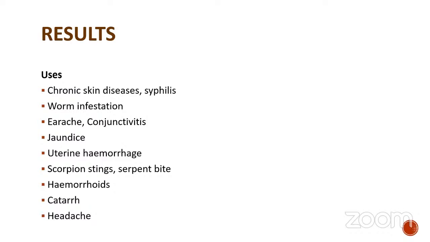The entire plant of Bhangra is used in chronic skin diseases and also to treat syphilis. With castor oil, it is given in worm infestation. And this plant is also used as ear drops in earache. The distillate of the leaves of the plant is used as eye drops in conjunctivitis. The juice of the plant is used in jaundice and also in uterine hemorrhage. In scorpion stings and serpent bites, the leaves of the plant are used both internally and externally. The decoction made from the whole plant is given in hemorrhoids and kata. Further, the leaves are applied externally on the forehead to relieve headache.